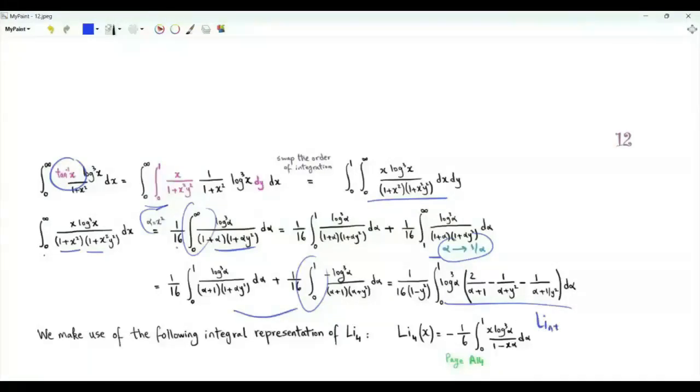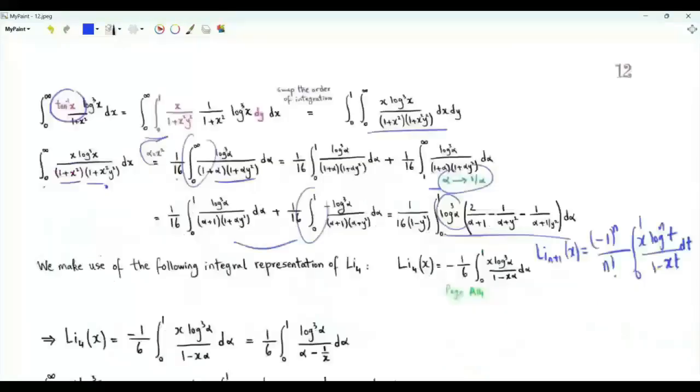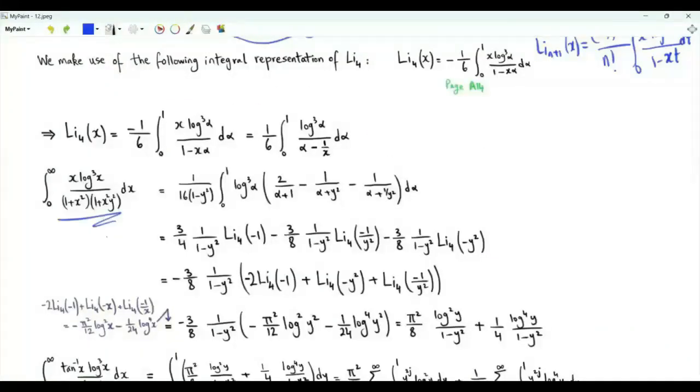The polylogarithm function of order n plus 1 has the following integral representation: minus 1 to the power n over n factorial, integral t from 0 to 1 of x log t to the power n over 1 minus xt. We have log alpha cubed here, so we can express this integral in terms of the polylogarithm function of order 4. The value of this integral as a function of y is given by this. Now we can employ the identity that we have just obtained. This bracket is equal to minus log y to the power 4 over 24 minus pi squared log y squared over 12.